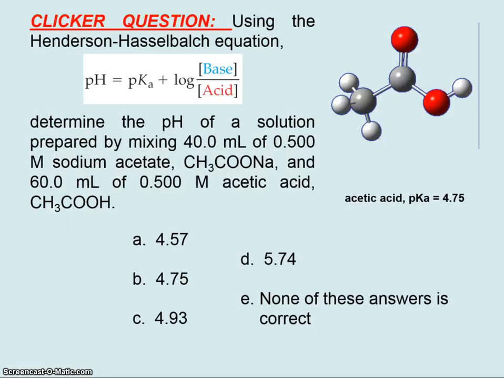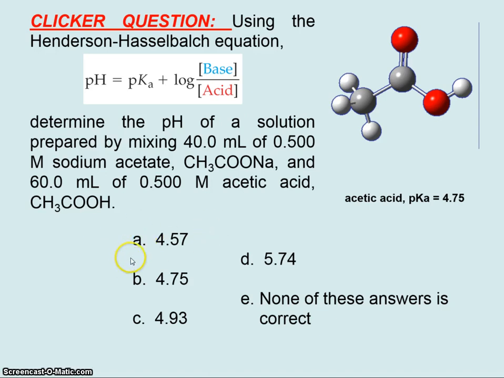Okay, let's do an example. Using Henderson-Hasselbalch, determine the pH of a solution prepared by mixing 40 milliliters of a 0.5 molar sodium acetate solution and 60 milliliters of 0.5 molar acetic acid. Okay, pause, come back. It's A.